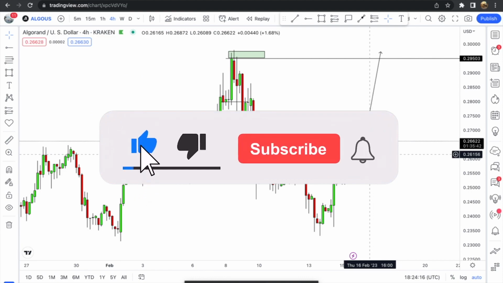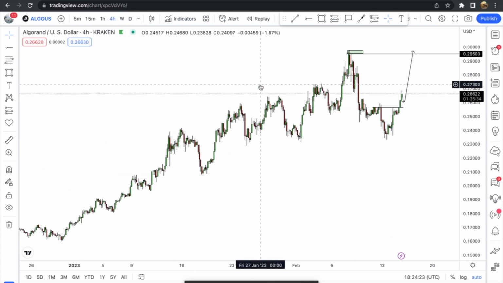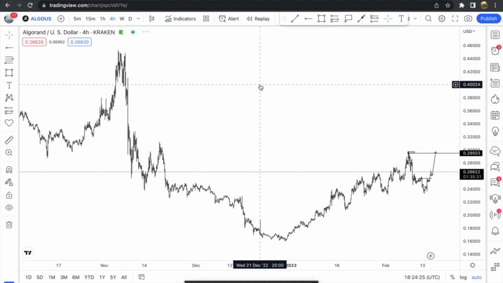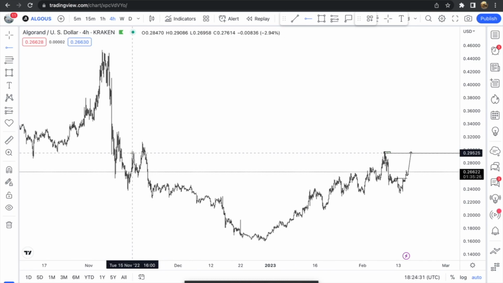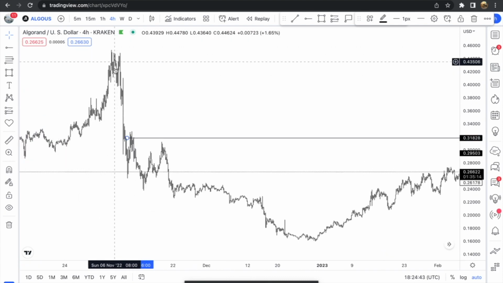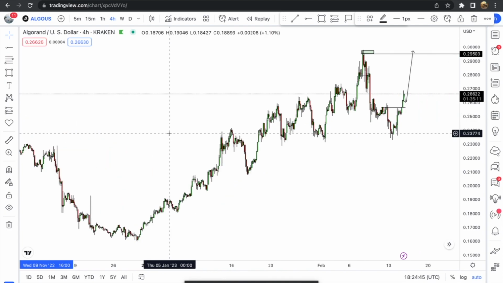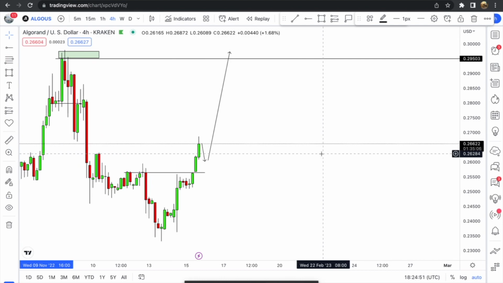Now I might be wrong and this might not happen, but this is just what I am looking for currently for Algorand. And of course, if we do get up to these levels, we can then start zooming out a little bit further and seeing where our next major areas of resistance are that we might run into, which will be this. This is where we previously got to. So you can start looking a bit higher, and once you've got past this little area, you're in a pretty clear run to push up to these highs. I'm not going to focus on that too much now, because we've got a long way to go before we get up to those highs.